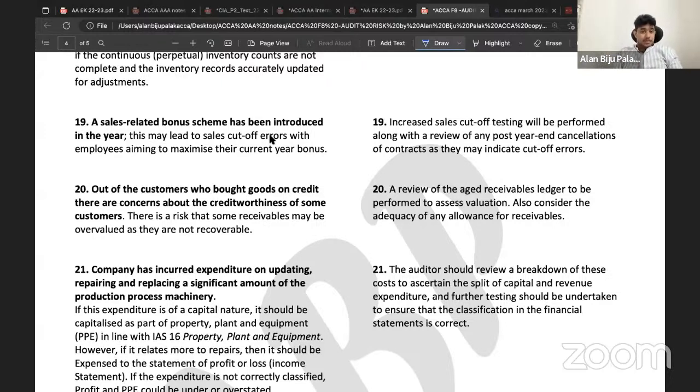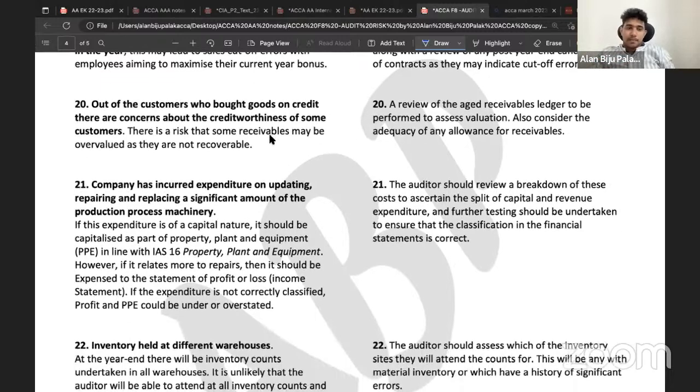നിങ്ങൾക്ക് കോമൺ ആയിട്ട് സ്കെപ്റ്റിസിസം മെയിൻറ്റെയിൻ ചെയ്യണം, അലേർട്ട് ആയിരിക്കണം എന്ന് പറയാം. ബട്ട് പ്യൂർലി ഓൺ ദി ബേസ് ഓഫ് സിനാരിയോ നമ്മൾ പറയേണ്ടത് എന്തായിരിക്കും? കൂടുതൽ സെയിൽസ് കട്ട് ഓഫ് ടെസ്റ്റിംഗ് ചെയ്യാൻ പറയാം. എന്നിട്ട് ഇയർ എൻഡിന് ശേഷം കോൺട്രാക്ട് എന്തെങ്കിലും ക്യാൻസൽ ചെയ്തിട്ടുണ്ടോ എന്നൊക്കെ നോക്കുക, കട്ട് ഓഫ് എറേഴ്സ് ഉണ്ടായിട്ടുണ്ടോ എന്ന് അറിയാം.